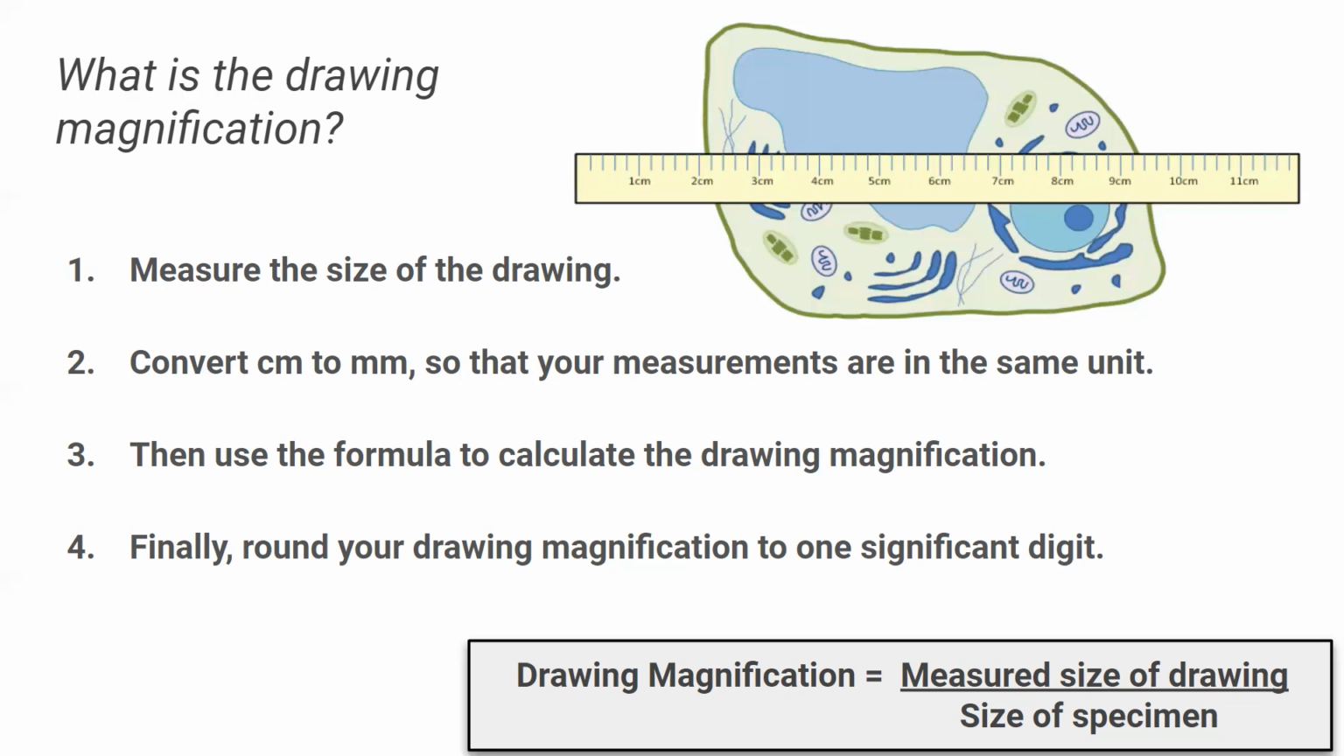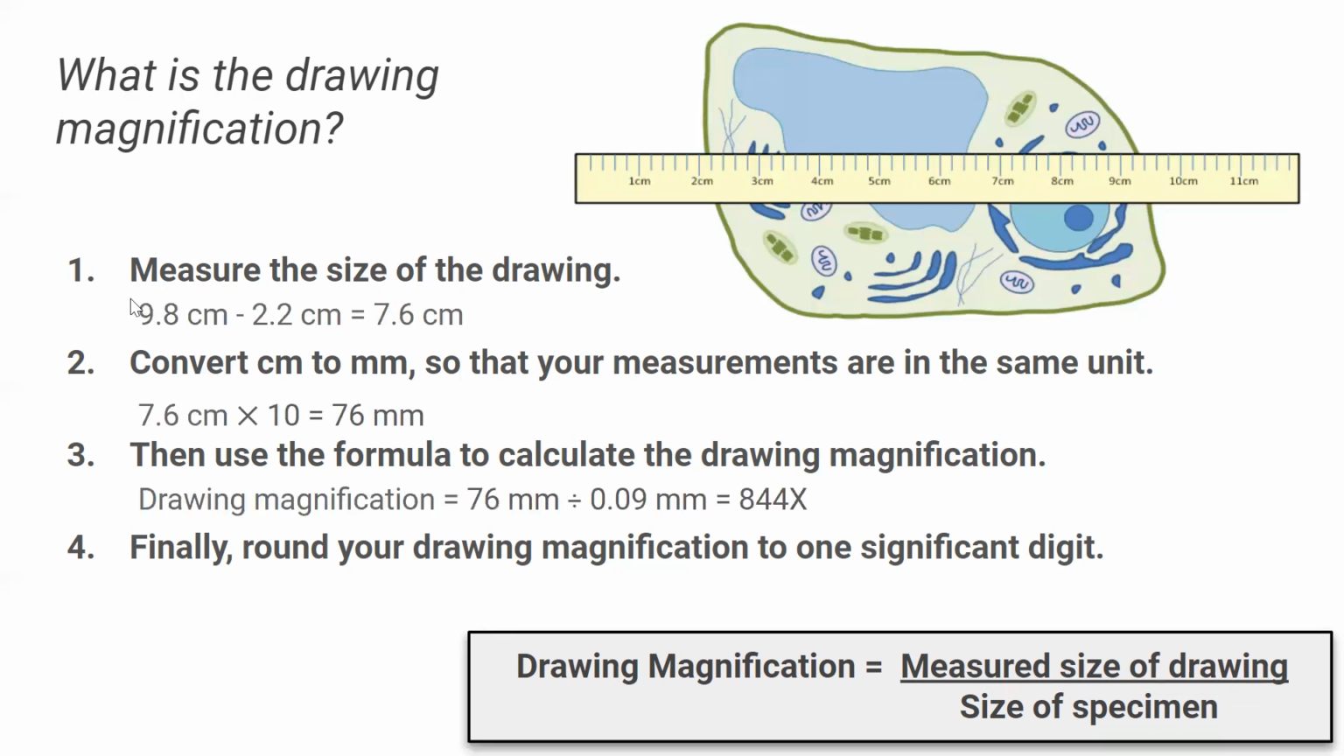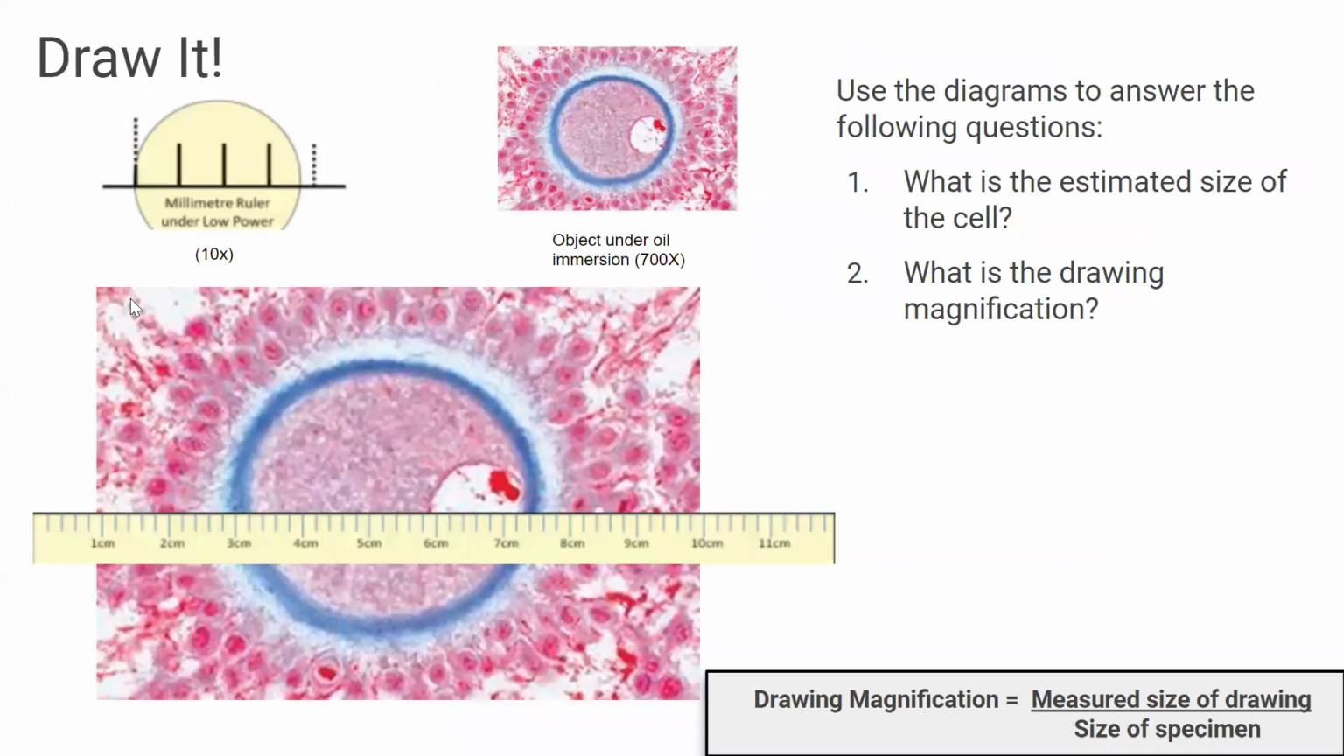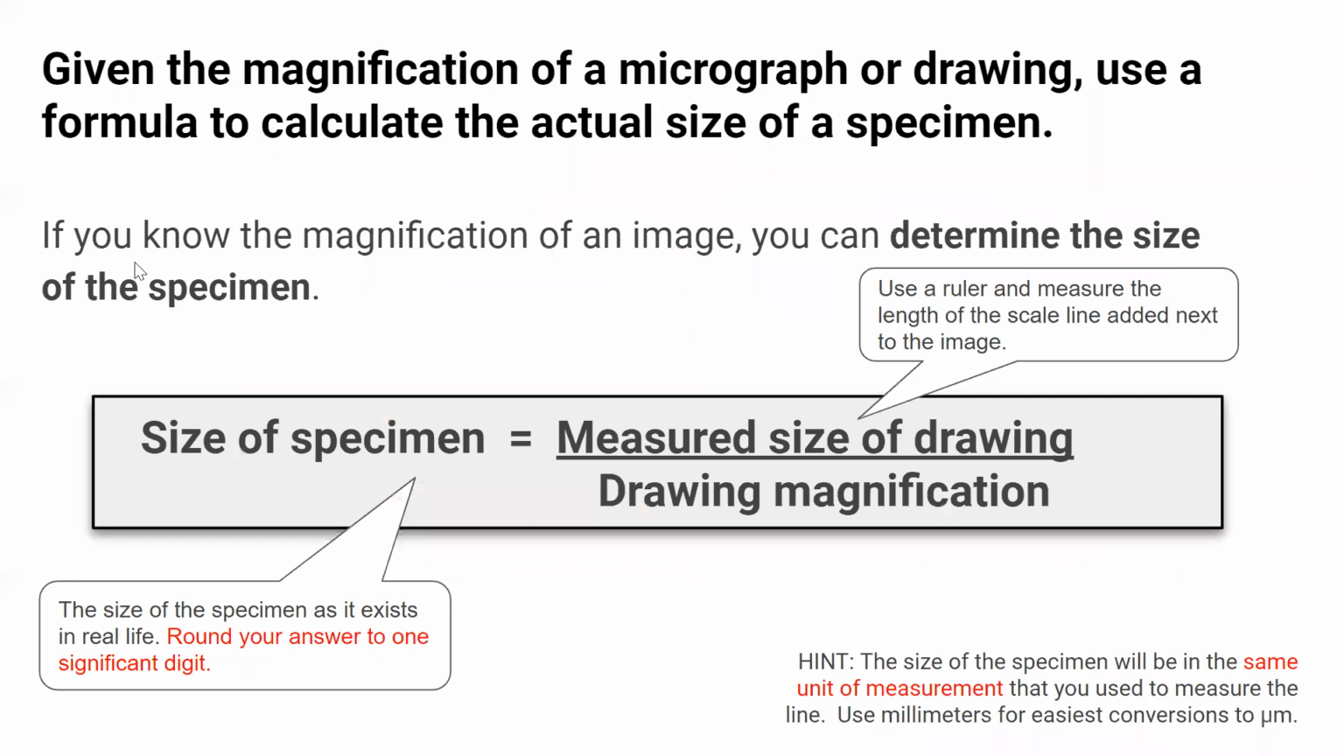Practice problem number 3 is different. This was another practice. We might go through that tomorrow. So this one, given the drawing, is actually much easier. Given the drawing magnification and given the measured size of the drawing, we need to figure out the size of the specimen. So this one's saying, we know how much bigger it is. So what's the real life size?